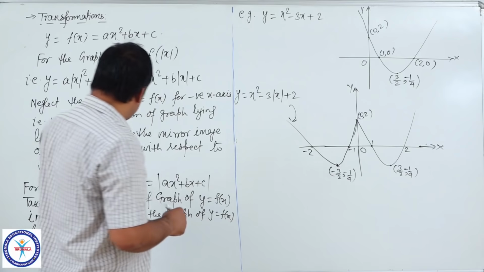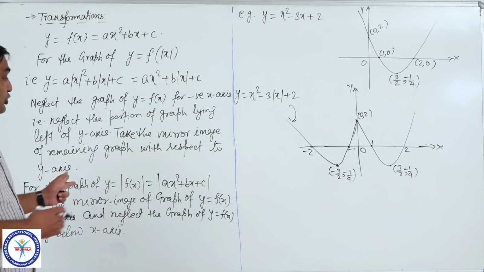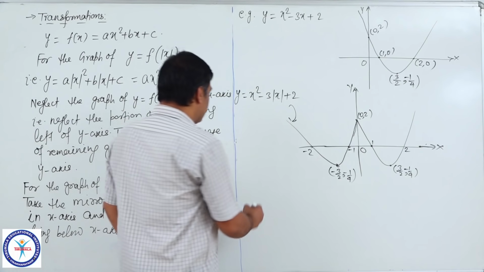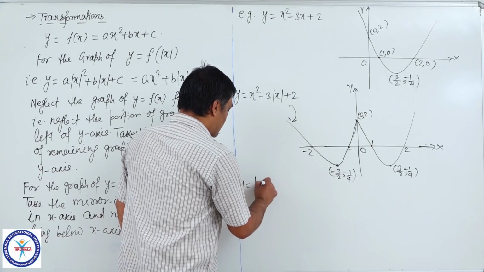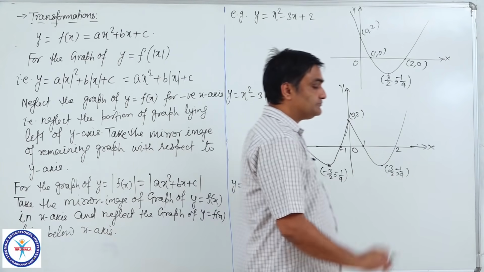Now, the next one. What will happen to the graph when we put a mod sign on the whole of the expression? So, it is y equal to mod of x square minus 3x plus 2. Fine.